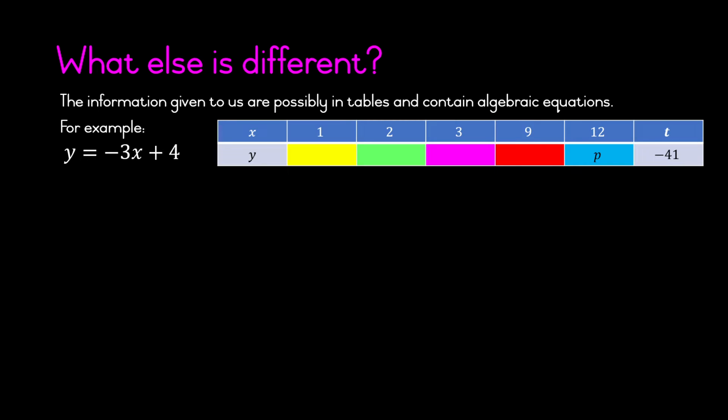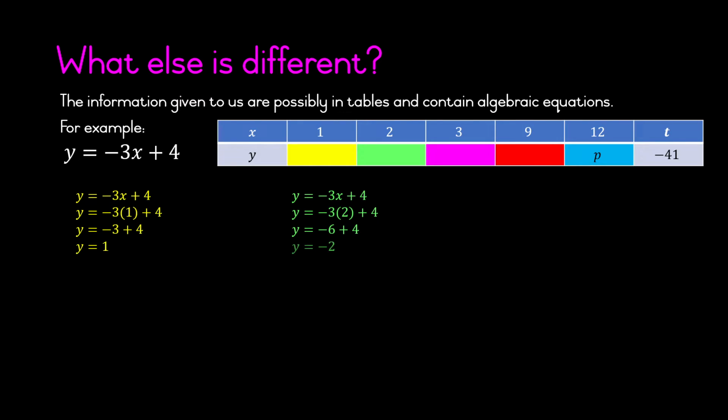So let's look at our input value 1 for yellow. We take our equation, we substitute the value of x, which is 1, and we calculate a value for y. We can continue to do this for x is 2. Substitute the value for x, get to negative 6, and plus 4 gives us negative 2. And we can go on to do this for all the other inputs. I'm going to halt there at blue, which is x is 12.